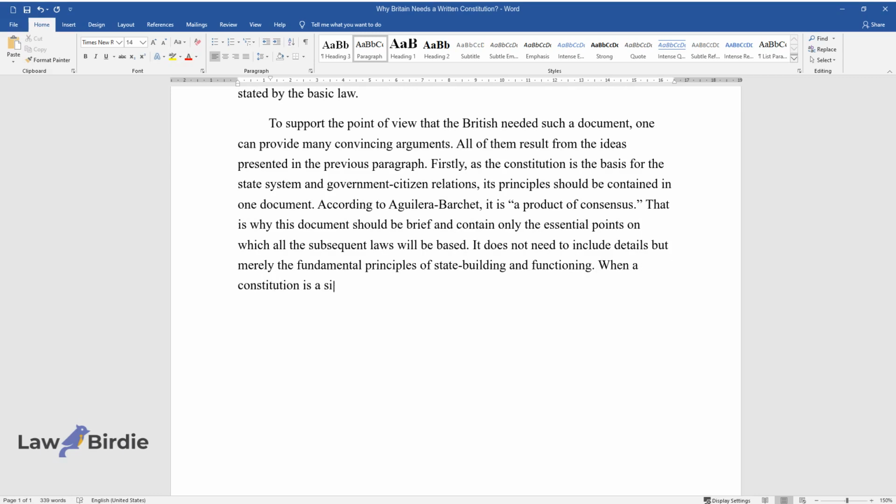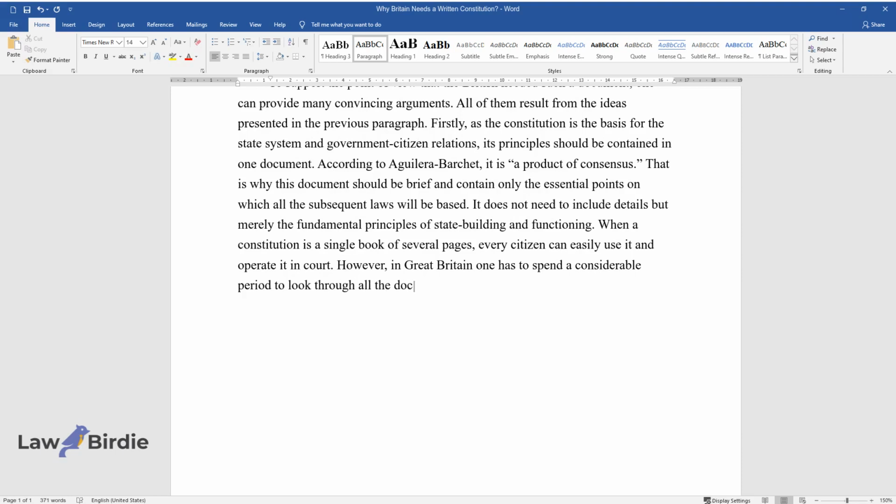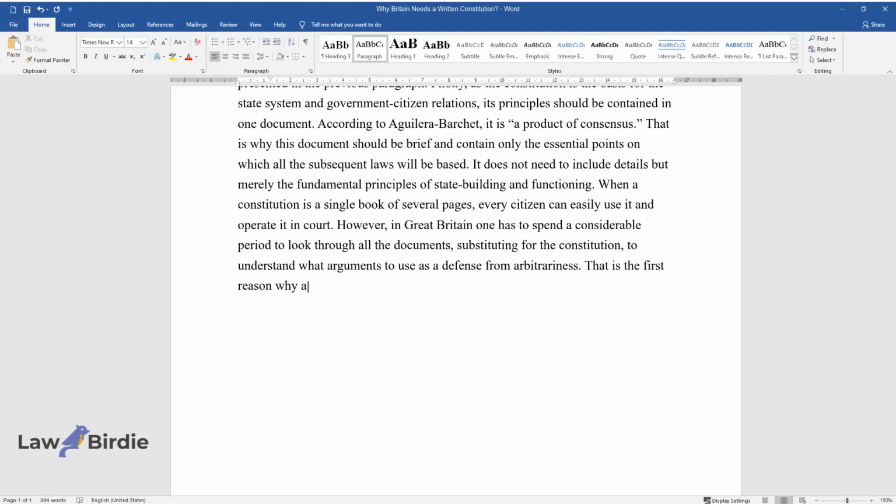When a constitution is a single book of several pages, every citizen can easily use it and operate it in court. However, in Great Britain one has to spend a considerable period to look through all the documents, substituting for the constitution, to understand what arguments to use as a defense from arbitrariness. That is the first reason why a written basic law is necessary for Great Britain.